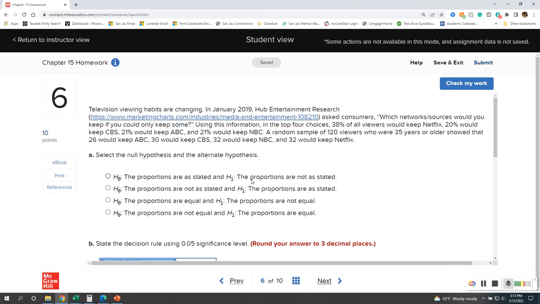Alright, television viewing habits are changing, and they actually show proportions. So using the information in the top 4 choices, we have 38% of viewers would keep Netflix. That's probably changed by now. 20% would keep CBS, 21% would keep ABC, and 21% would keep NBC. And then we have our random sample of how many viewers would keep what. Okay. So first off, we're going to select the null hypothesis and alternative.